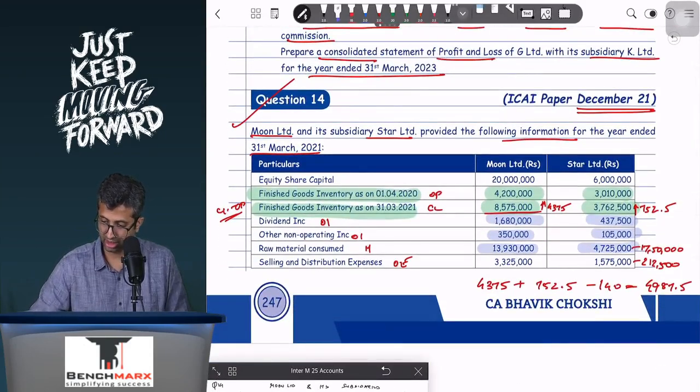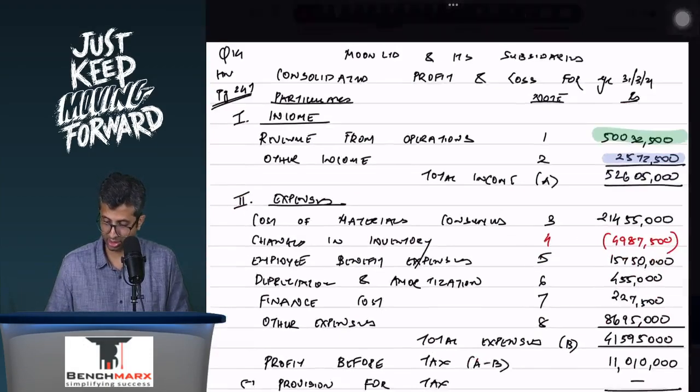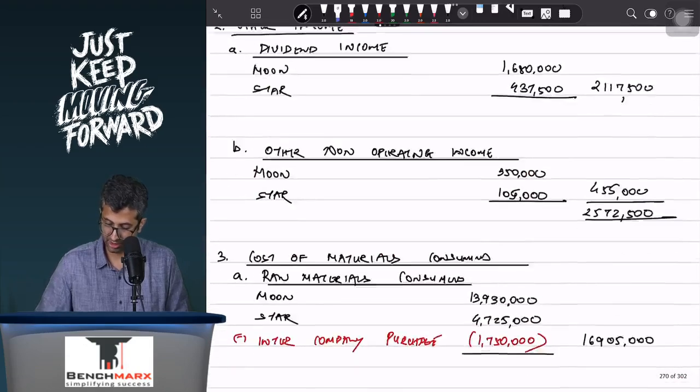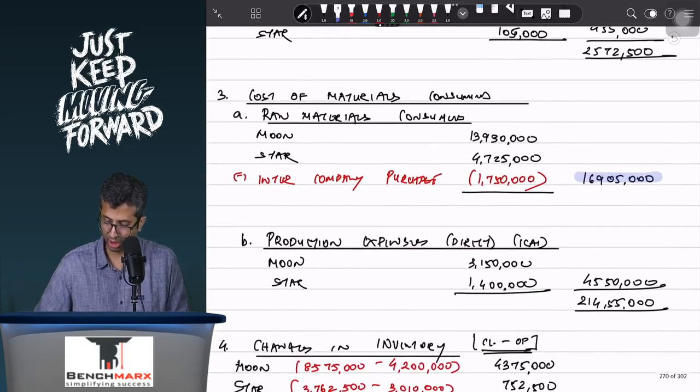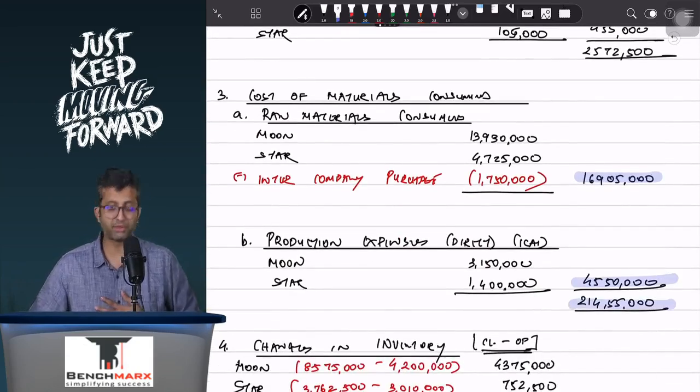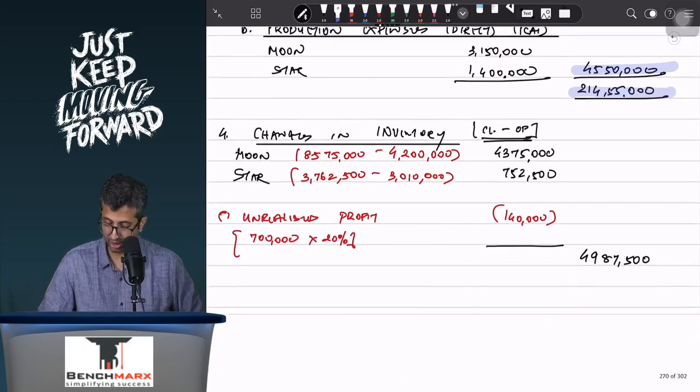This is 13,930 and 4,725 minus 1,750. Can I say this is 16,905? This is 16,905. But there will also be production expenses that you will take over here, which is worth 45 lakh 50 and hence 2 lakh 214,55. Now, the problem is changes in inventory where you will do closing minus opening.